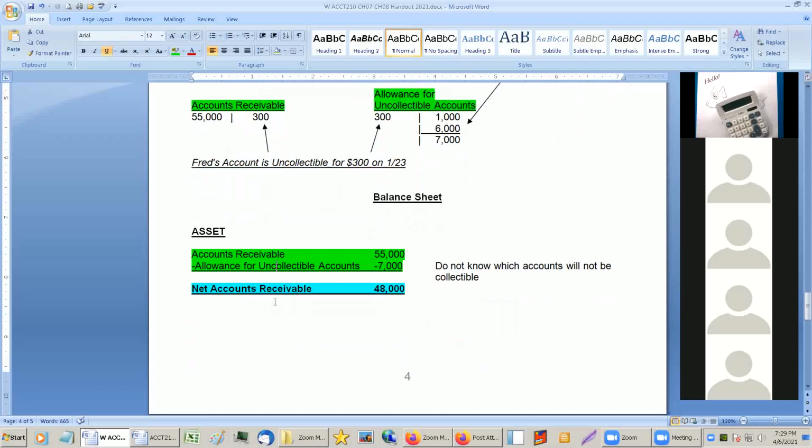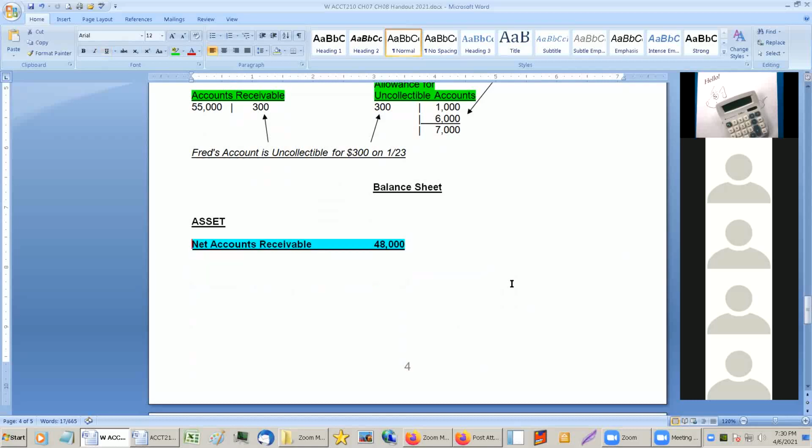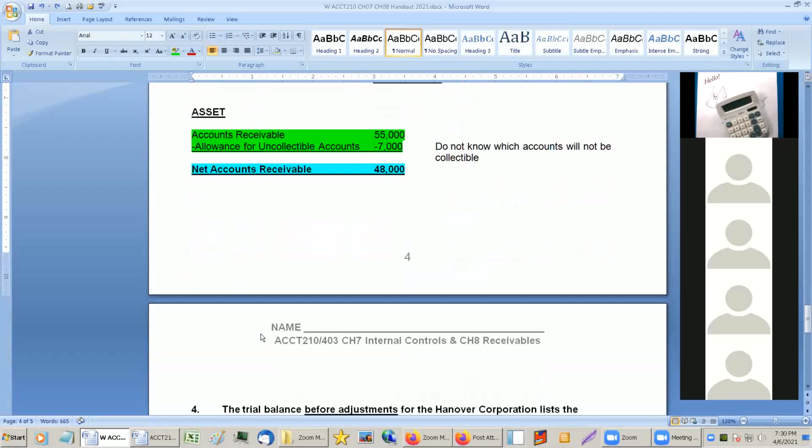And so this is what it looked like on the balance sheet. And a lot of times you'll see companies, they won't show any of this. They'll show net accounts receivable. They'll put in the notes why it's like that, but a lot of times you'll just see this as one line item on the books.